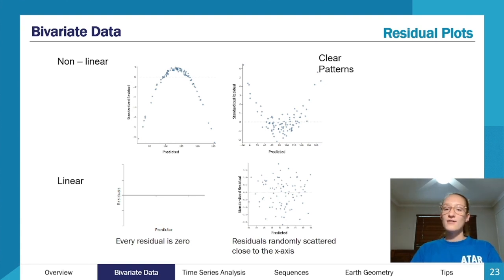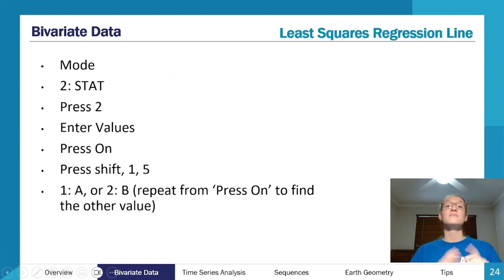So that's just a little clarification on residual plots. And again, least squares regression lines. You can also calculate the A and B values using your calculator. It's almost the exact same process as doing it with your R value. I've got the steps up on the screen here. It's mode 2, enter your values, press AC, shift 1, 5. Then you press 1, which will correspond to A if you're wanting to find out the A value, which is the y-intercept, or you press 2 if you're wanting to find out B, which is your gradient or your slope.